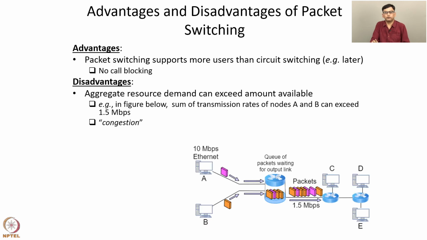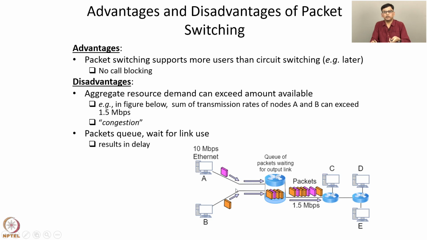The disadvantages of packet switching are as follows. The total resource demand can exceed the amount available. For example, we see that this link has speed 1.5 Mbps. If the total rate at which packets arrive from A and B towards this router exceeds 1.5 Mbps, then the queue will start growing at this router. So for example, if the total rate from A and B is say 2 Mbps, then the queue will start increasing.